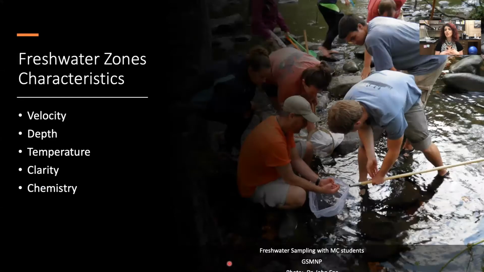So when talking about freshwater zones, moving away from the marine environment and into the freshwater zones, there are a few characteristics that stream ecologists measure, including velocity, depth, temperature, water clarity, and the chemistry of that water.